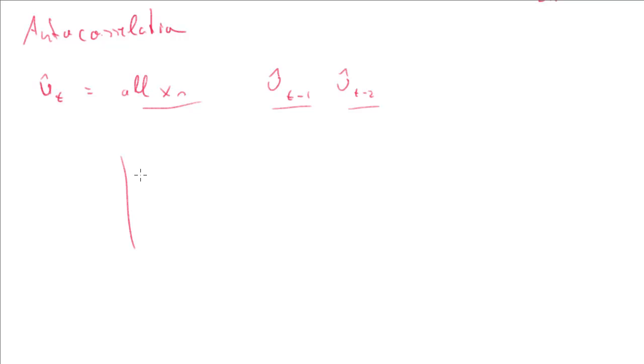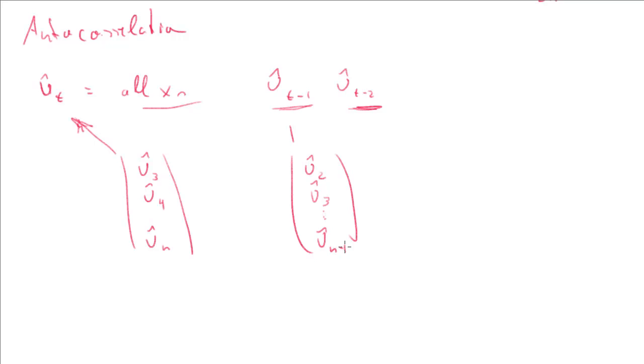Now, of course, remember, we are losing two observations because we have two lags here. So u hat t will really start with u hat 3, u hat 4, all the way to the last observation. The lag 1 term will be u hat 2, u hat 3, all the way to u hat n minus 1, and the lag 2 term will be u hat 1, u hat 2, all the way to u hat n minus 2. So we already have all the x's. We need to create these three vectors.